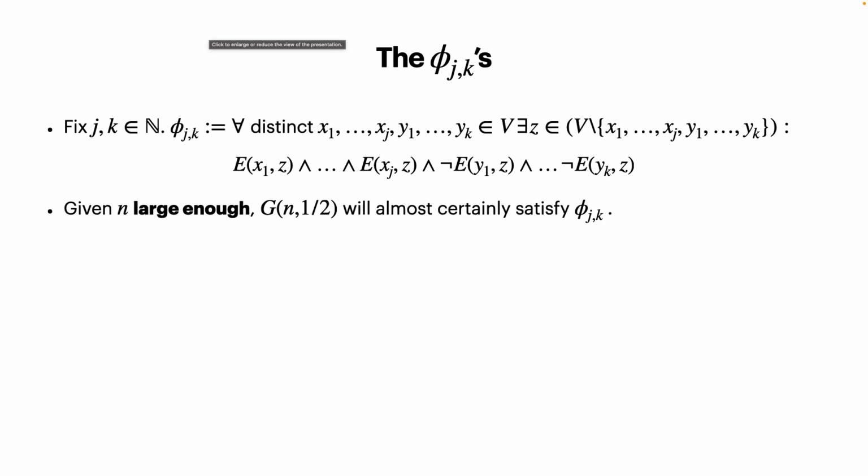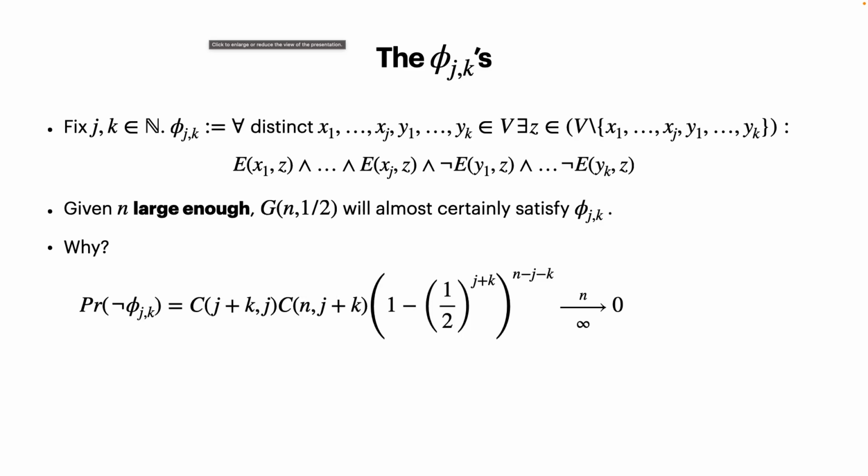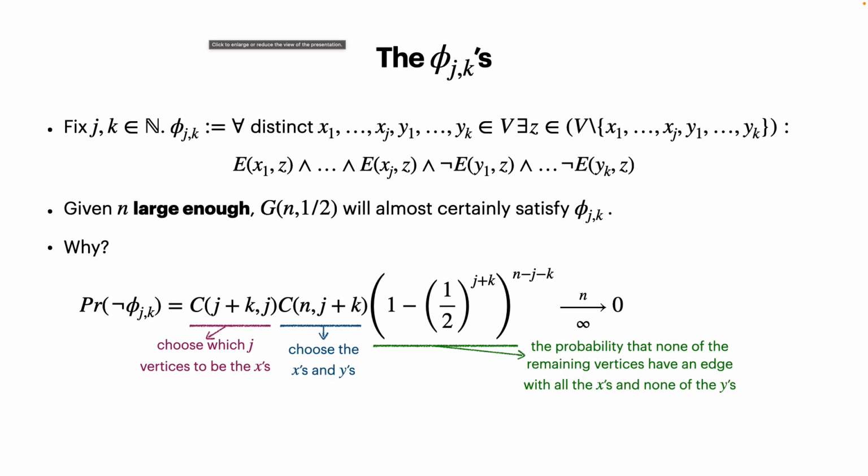And for a large enough n, a random graph will almost certainly satisfy phi jk, which promises the existence of such a vertex z. And the probability of a random graph not satisfying phi jk is written as this expression. Again, we choose j plus k vertices among the n vertices, and then we choose j vertices to be in the x set, and the rest of them will automatically be in the y set.